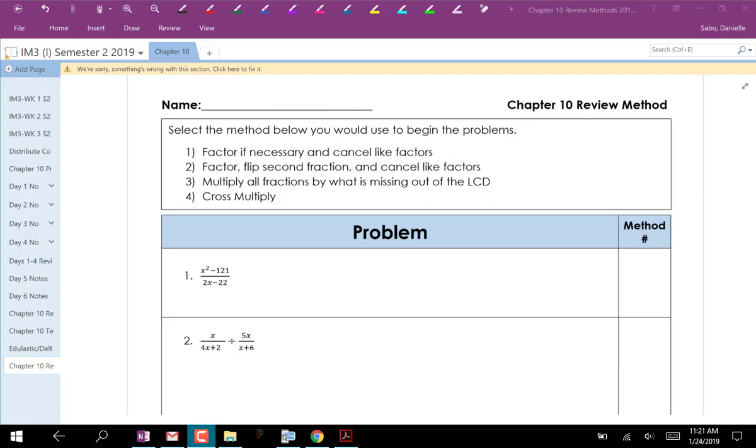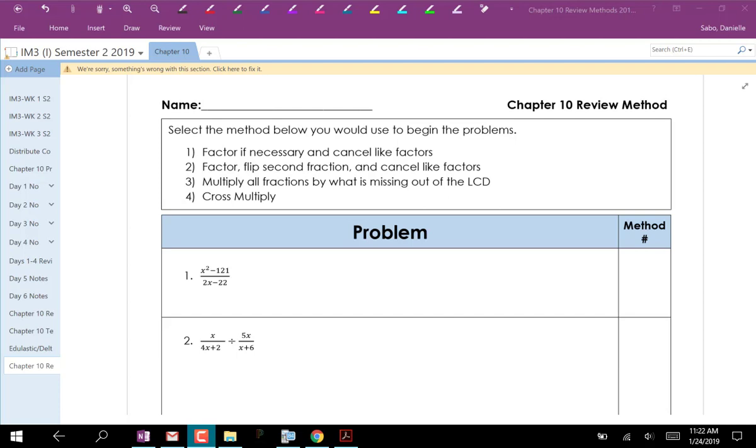So if you look here, it says select the method below you would use to begin the problem. On the test, it'll say perform the operation. I'm not going to tell you to add or subtract. You should be able to see what you should be doing. Okay? The first one, you don't have to perform anything. But look at the second one. It's division. So you should know right away what you have to do.